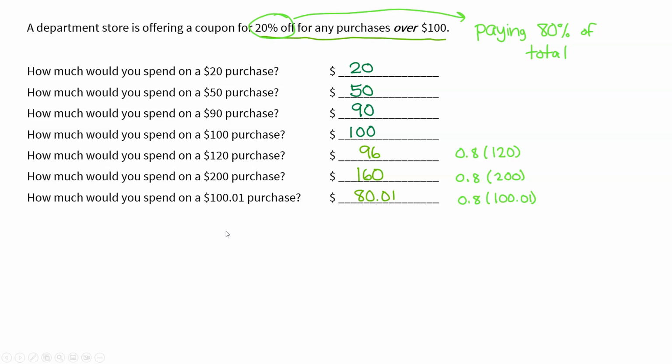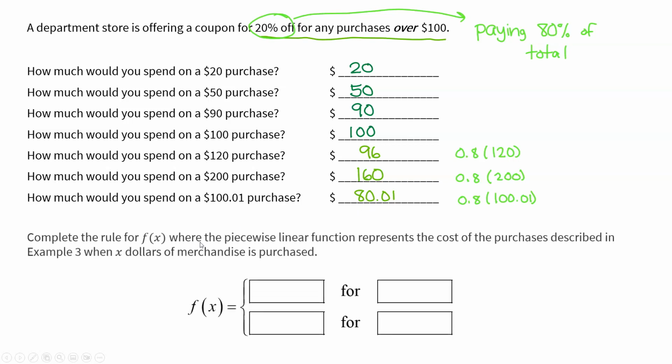So now, what's the piecewise function that describes that? Well, we could see that what we spent for the purchase is how much we had. So basically, f of x equals x for anything that's less than or equal to 100. When we got over 100, that's when we did 80% of that. So 0.8 times x is what happens when x is greater than 100. And so that would be the piecewise function that describes this situation.